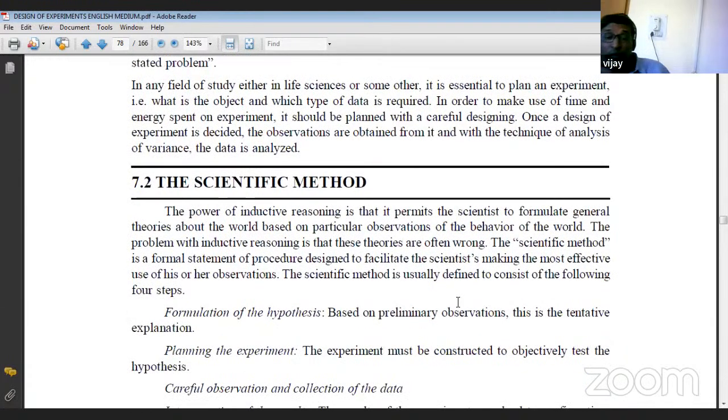The power of inductive reasoning is that it permits scientists to formulate general theories about the world based on particular observations of the behavior of the world. The problem with inductive reasoning is that these theories are often wrong. The scientific method is a formal statement of procedure designed to facilitate the scientist making the most effective use of his current observations. The scientific method is usually defined to consist of the following steps.